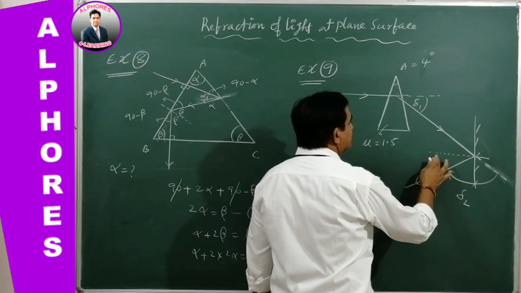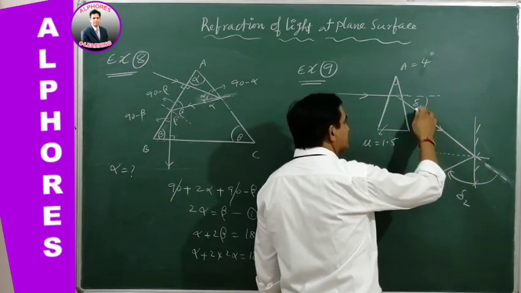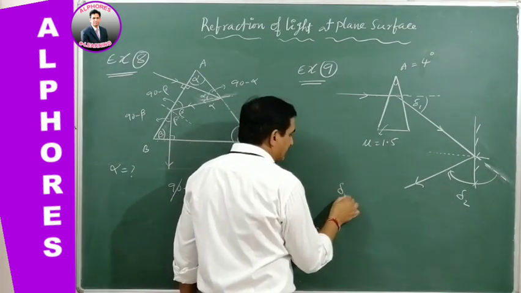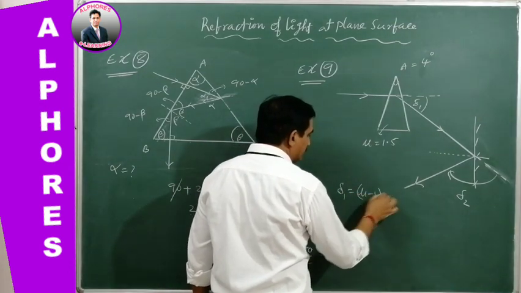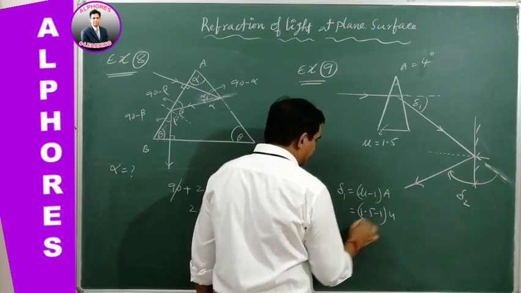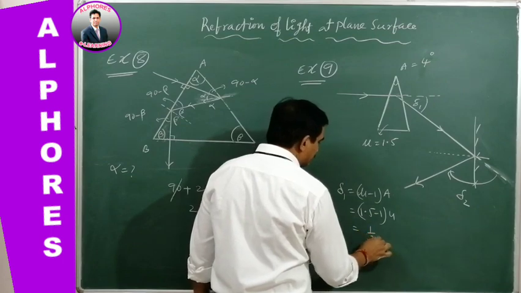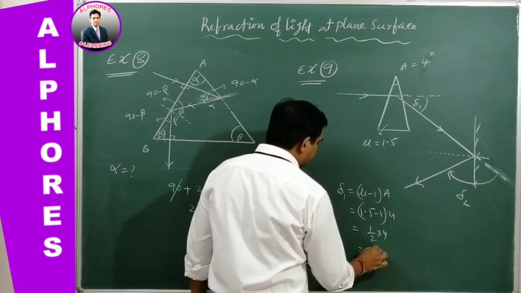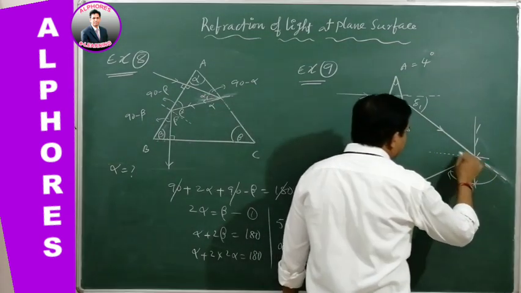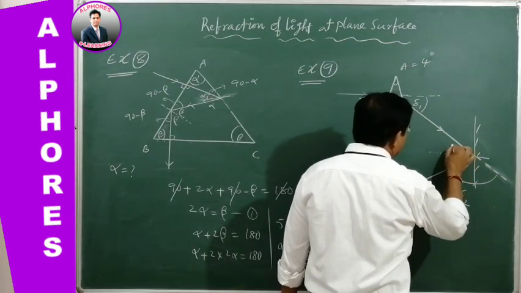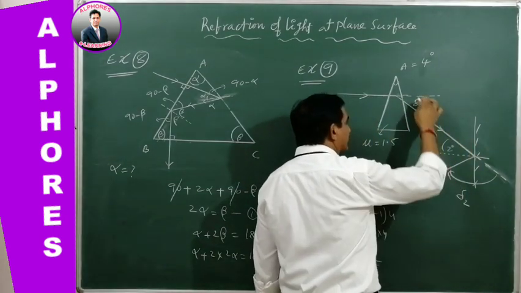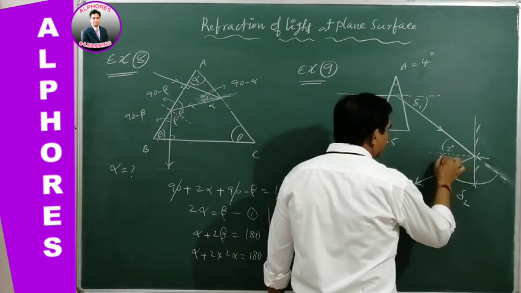These two are parallel lines. This is the transverse line. This is delta 1, and let us find its value. Delta 1 is equal to (mu minus 1) into A. Mu is 1.5, minus 1, into A, which is 4 degree. So how much is this? 1 by 2 into 4, which gives 2 degree. 2 degree is the delta value, and definitely here the angle of incidence is also 2 degree. So this is 2 degree because these two are alternate angles, and this is also 2 degree.